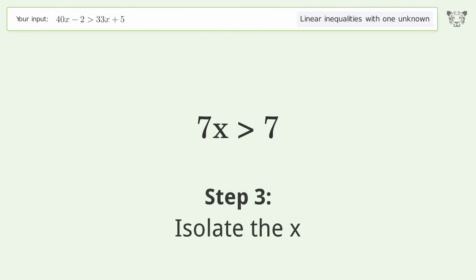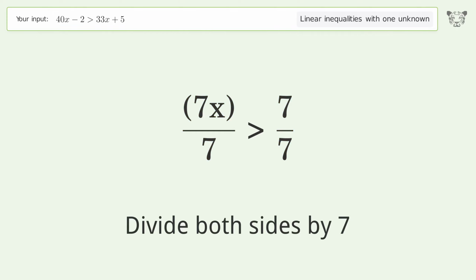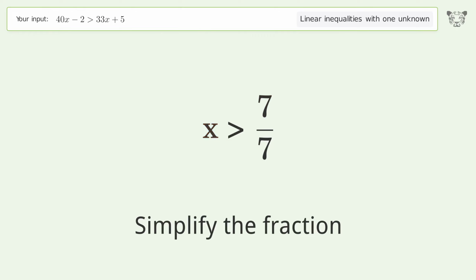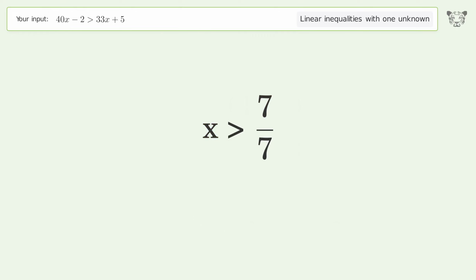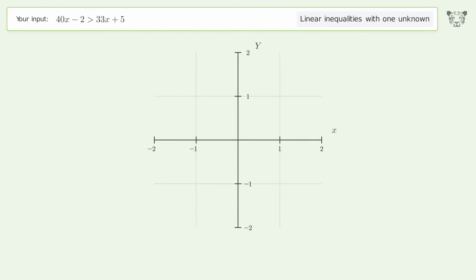Isolate the x. Divide both sides by 7. Simplify the fraction. Plot the solution on a coordinate grid. And so the final result is x greater than 1.